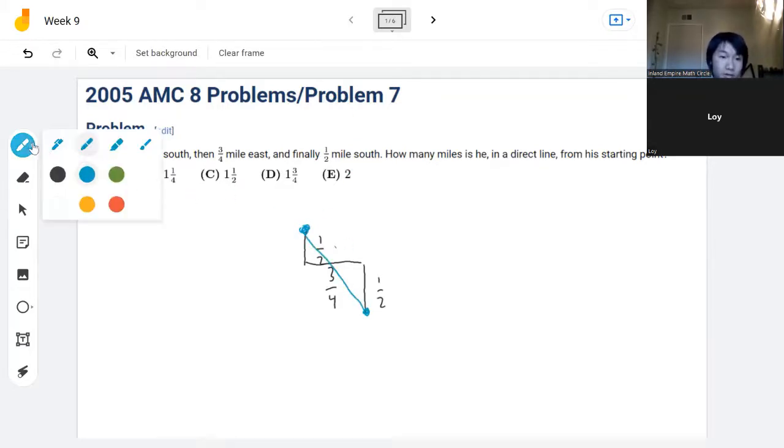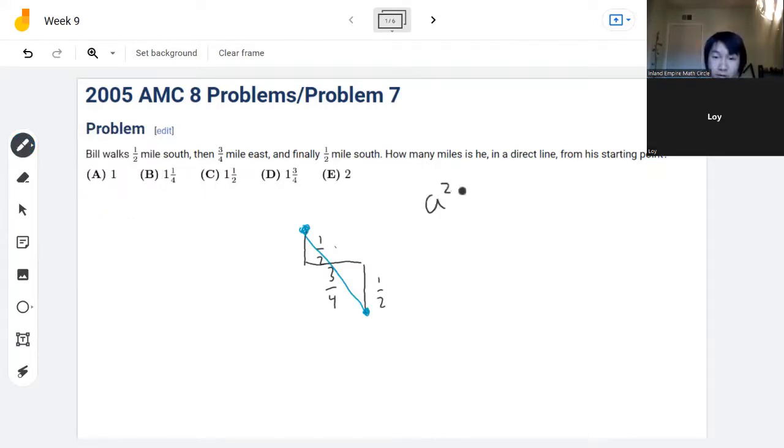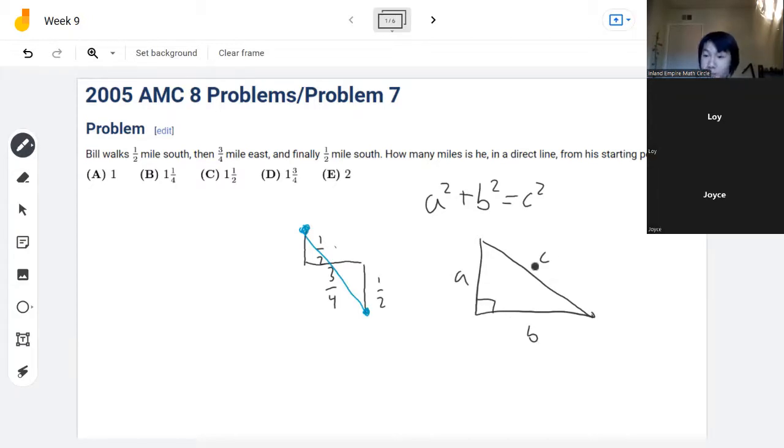So first, the Pythagorean theorem works like this. It's a squared plus b squared equals c squared. So that's the whole thing. It's basically saying if you have a right triangle, then this side squared plus this side squared will equal this side squared.